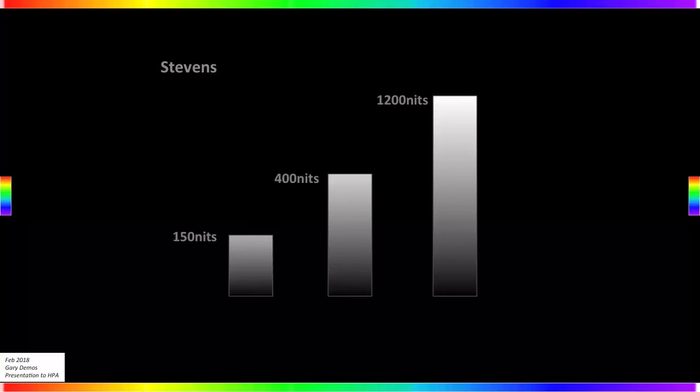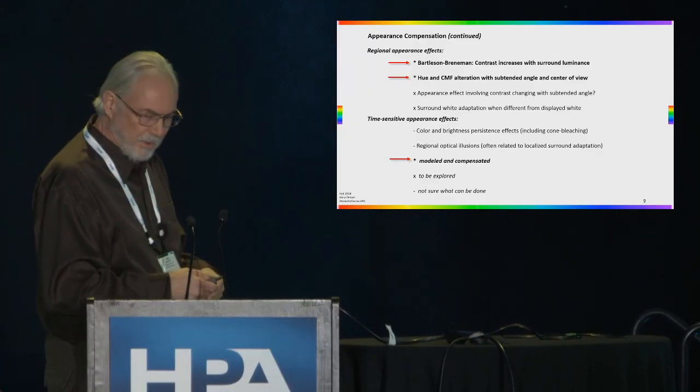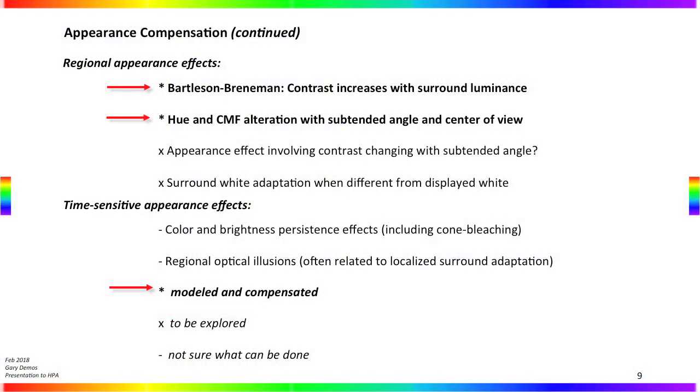So Stevens is basically, you get brighter, it looks more contrasty. And this is the contrast boost idea in the optical to optical transform. Now there are also regional appearance effects. Those were all pixel effects. The regional effects, we'll show the next slide, Bartleson and Breneman: contrast increases with surround luminance. That is a very powerful effect.